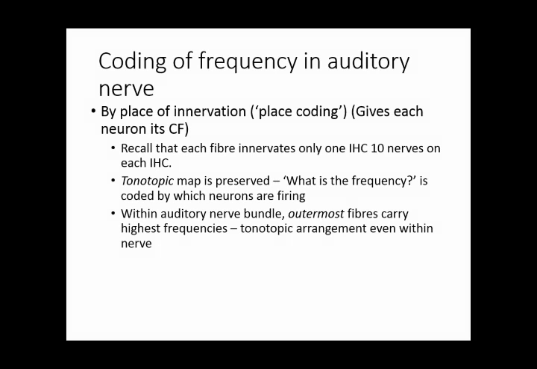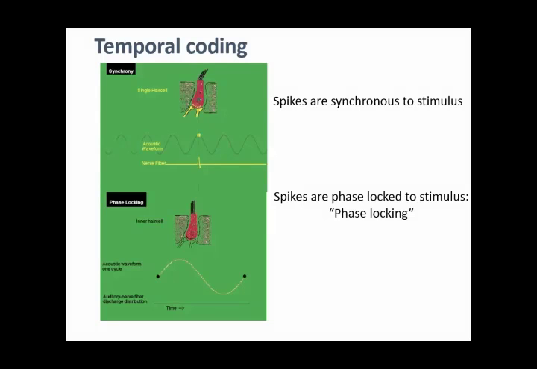Remember that each nerve fiber only has about 10 nerves to each hair cell, and that's actually not very important at the moment. Within the auditory nerve bundle, the outermost fibers carry the frequency. Don't worry. What I'm going to talk about is the temporal coding, not the place coding. So let's concentrate on the temporal coding.